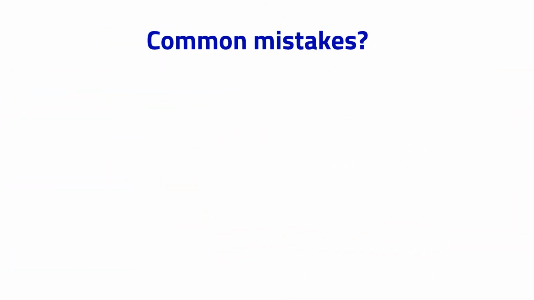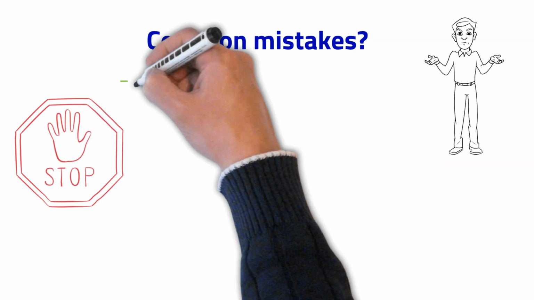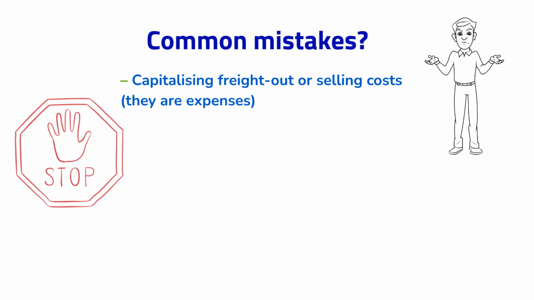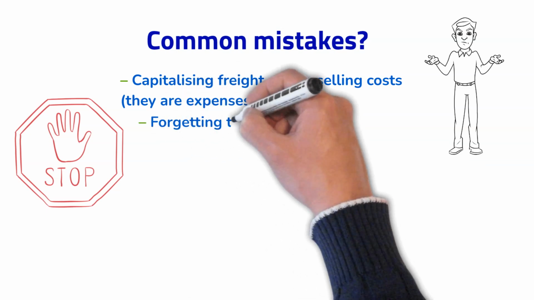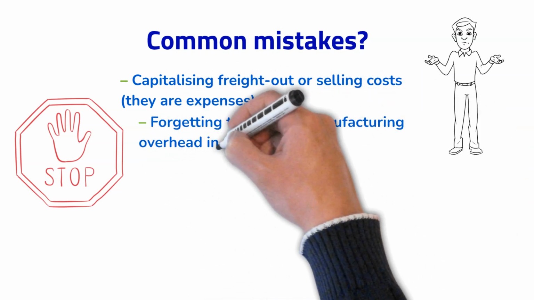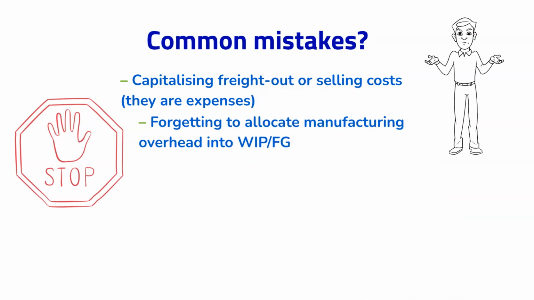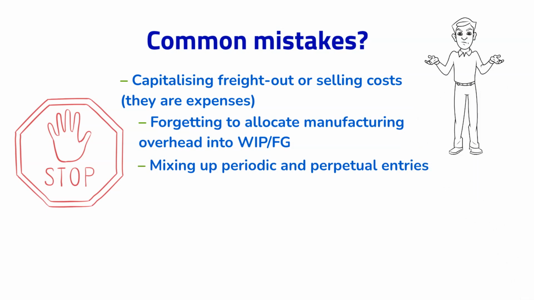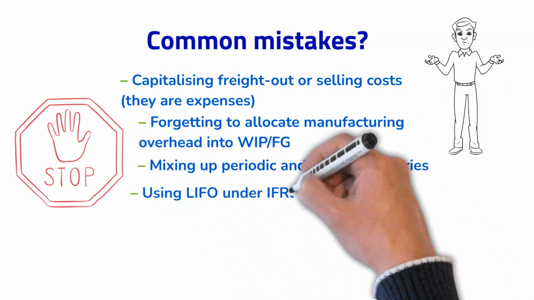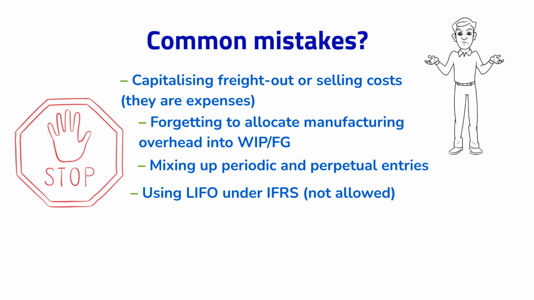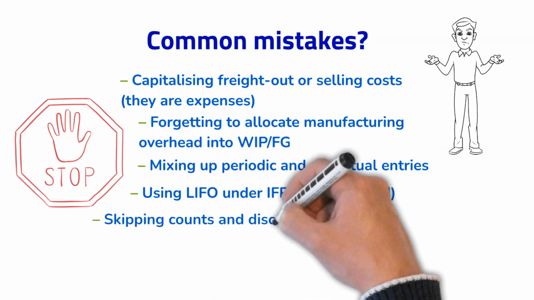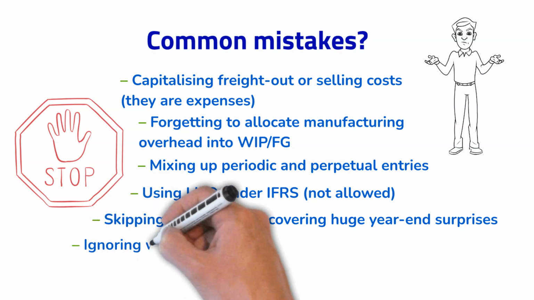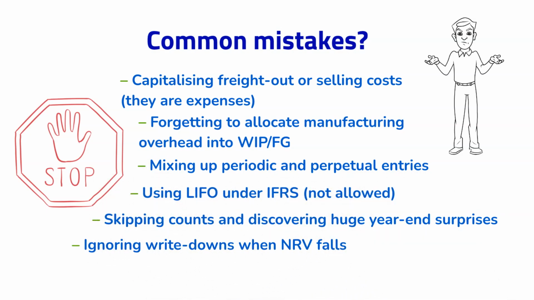What are the common beginner mistakes to avoid in inventory accounting? The first one would be capitalizing freight out or selling costs, which are expenses. The second one is forgetting to allocate manufacturing overhead into work in process or finished goods. The third one is mixing up periodic and perpetual entries. The next one, using LIFO under IFRS, which is not allowed. Skipping counts and discovering huge year-end surprises would be the next one. And the last one, ignoring write-downs when net realizable value falls.